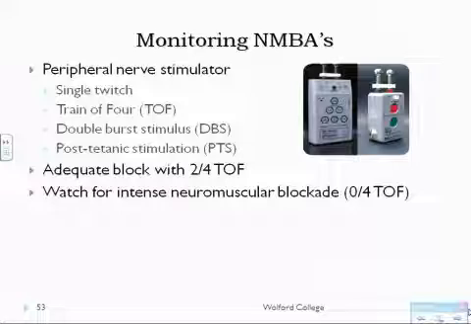The person's going to possibly move for the surgeon and cause a problem if you're trying to have that, for some reason. But a lot of anesthetics don't need muscle relaxation, as you can see.